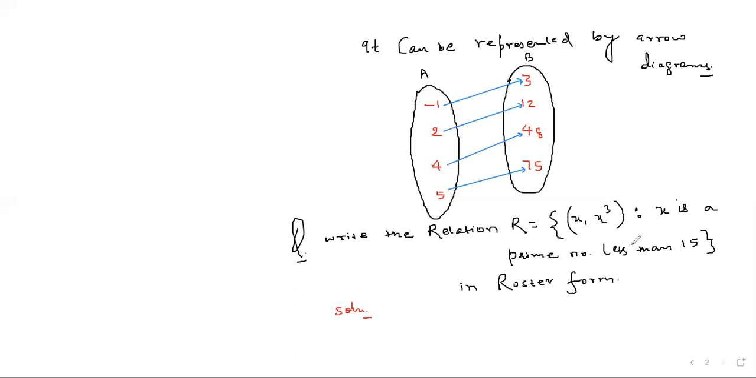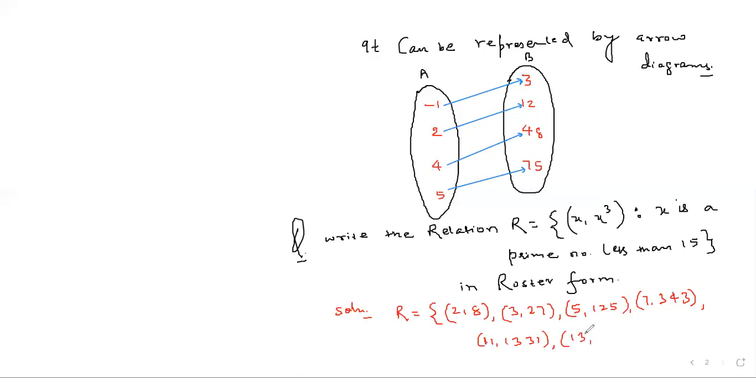No. But simply, x is a prime less than 15. So simply we have to define the relation here. R is equal to {(2, 8), (3, 27), (5, 125)}, because that is the asking cube condition. (7, 343), because 7 cubed is 343. 11 cubed is 1331, and 13 cubed is simply 2197. Yes, sir, 2197. Yeah, no?